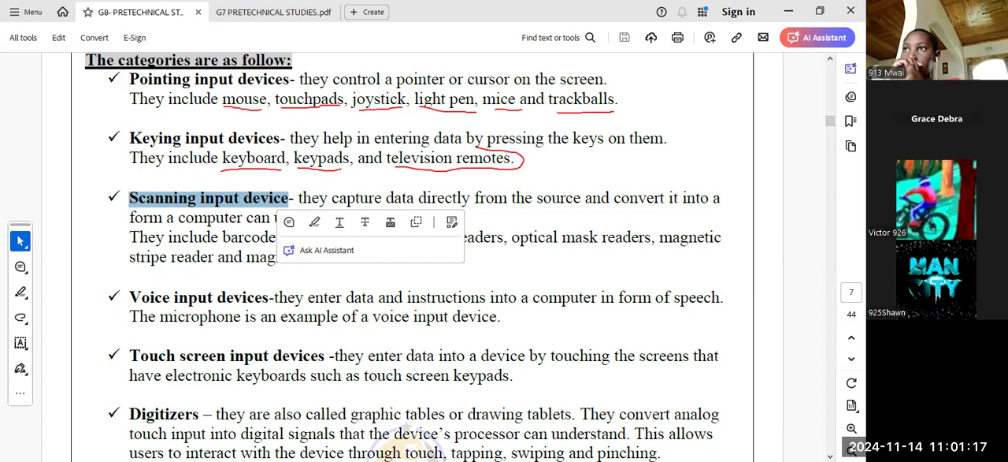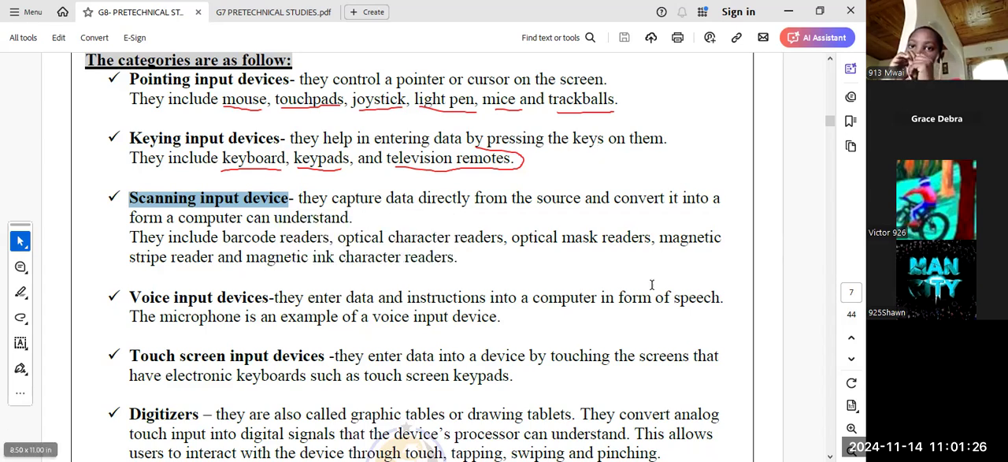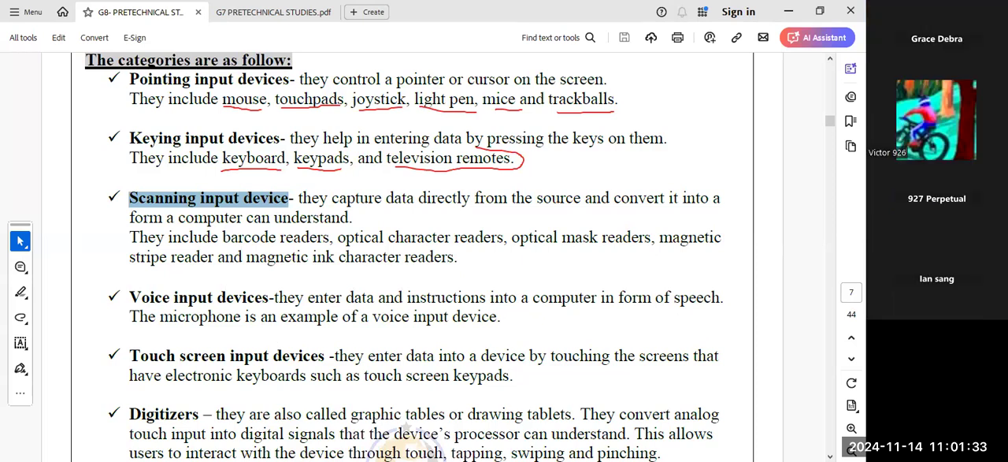Scanning input devices. Sean? Sean. Yes, how are you? I'm good, and you? I am fine. Yes, what am I talking about?